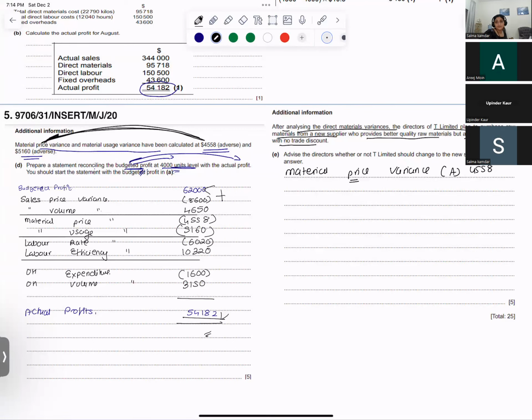Material price variance is already adverse. What does this mean? What is material price variance? Standard price minus actual price into actual quantity. That means your actual price is already higher. You are already paying a huge amount, higher than what you have expected.